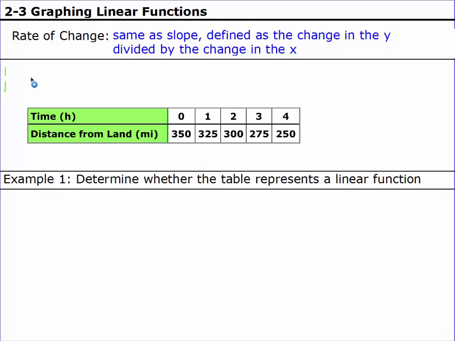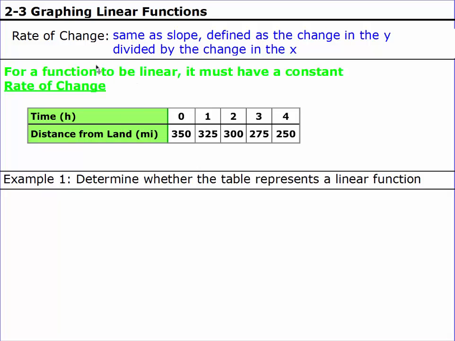Alright, what we can do is we can use this to find out if a function is linear or not. The rule for that is that for a function to be linear, it must have a constant rate of change. Now what you might see written out is this triangle. That's the Greek letter delta, and it means change. So you might see this notation, delta y over delta x. Change in y over change in x.